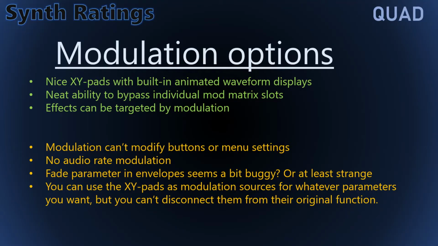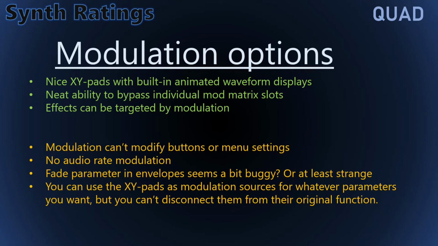Scoring the modulation options. First, we have 4 nice XY pads with built-in animated waveform displays, which are cool to look at and useful to control your sounds. Second, we have this neat little trick to bypass the individual mod matrix slots, which can help you speed up your sound design a little bit. That is always welcome. Third, we have the important ability to target effects parameters with modulation sources, and that always helps bring some extra movement to your sounds.